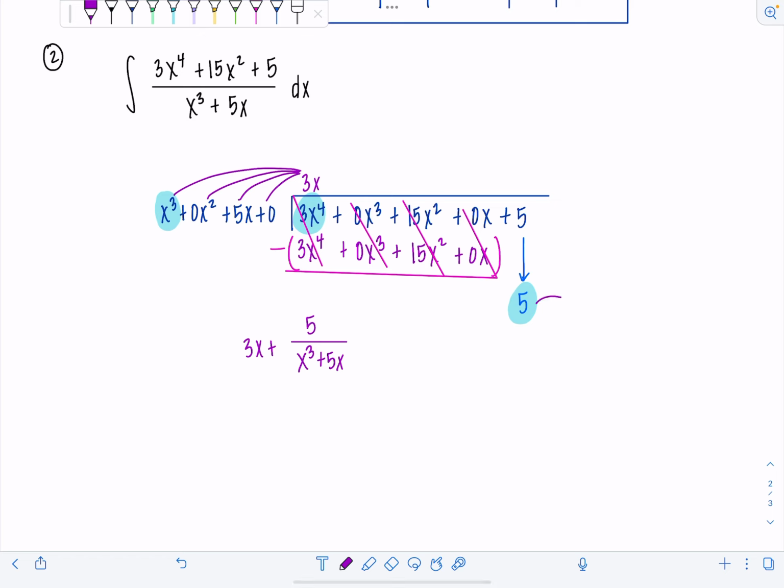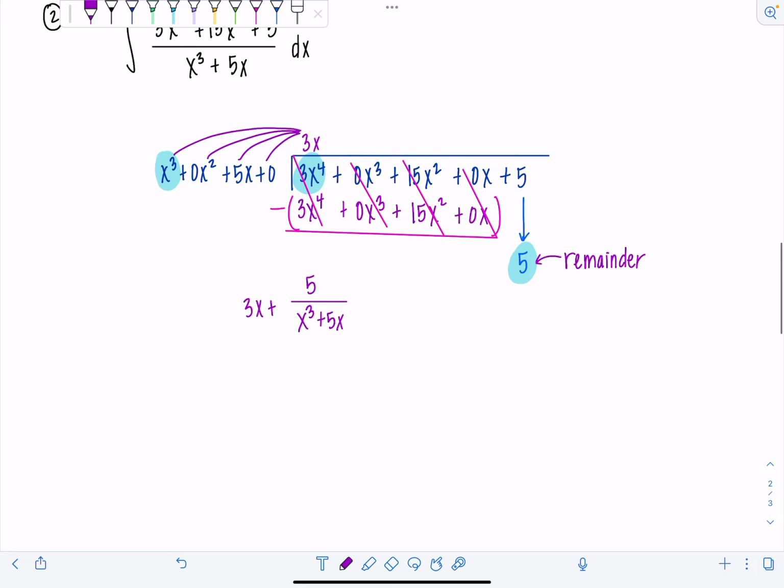Okay? So this is your little remainder. It looks so harmless. Okay, now, if we're going to integrate what we found here as the result of doing the long division, we still need to apply partial fraction decomposition to the remainder portion, right?